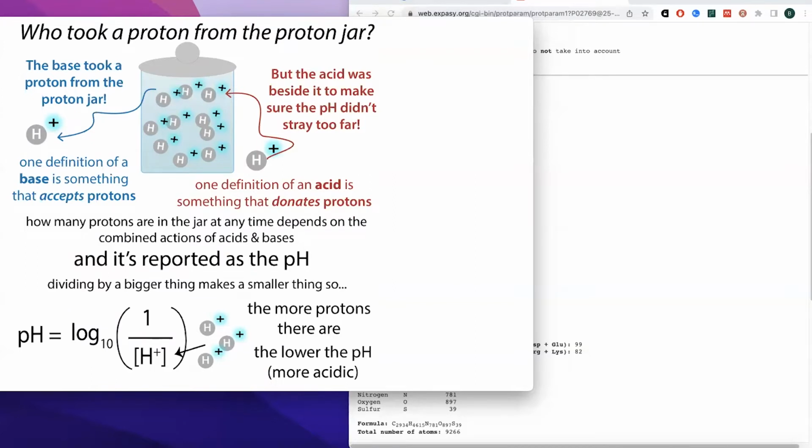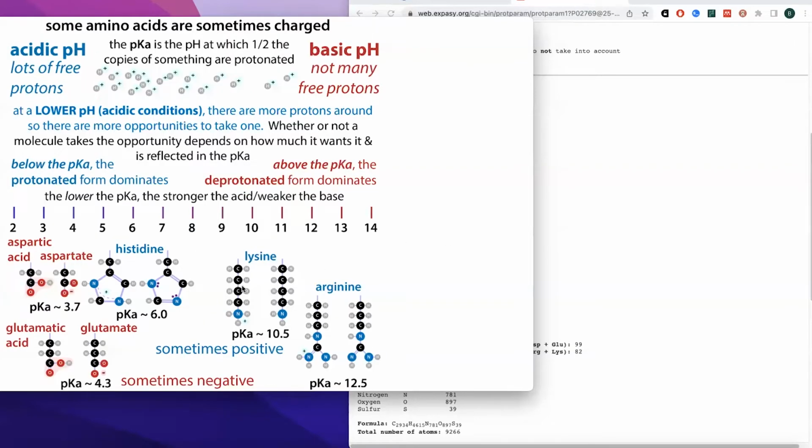And so protons are where the positive charge is going to come from. Some of these amino acids can get deprotonated or they're protonated. When these are protonated, they're positively charged, and when these are deprotonated, they're negatively charged. And if these were to be protonated, they'd be neutral, and if these were to be deprotonated, they'd be neutral.